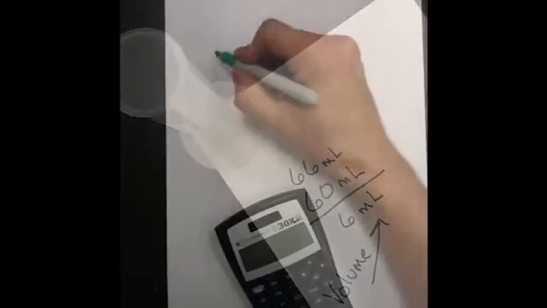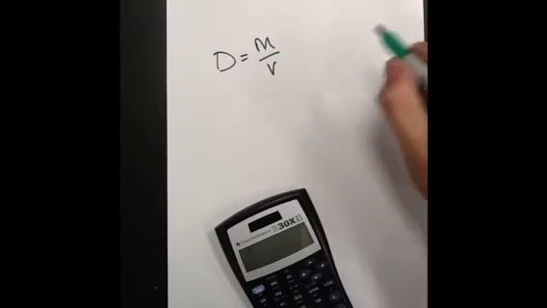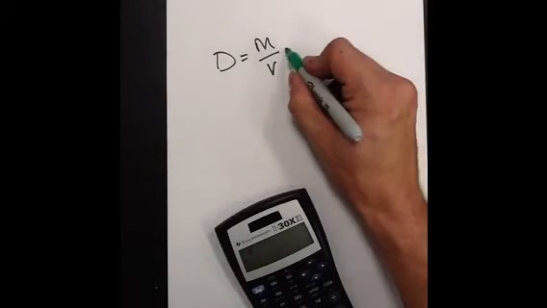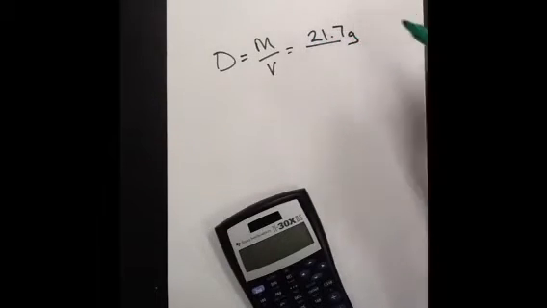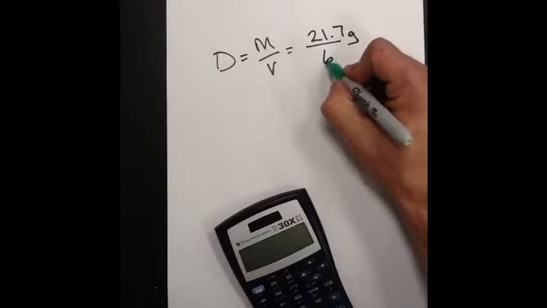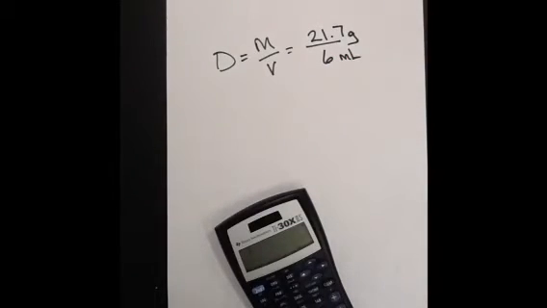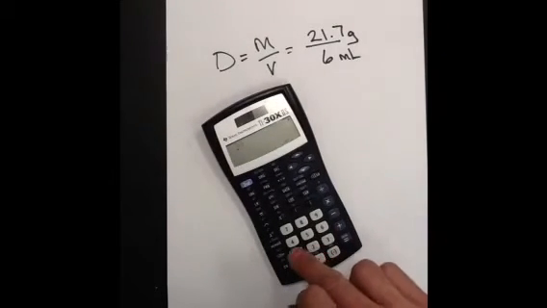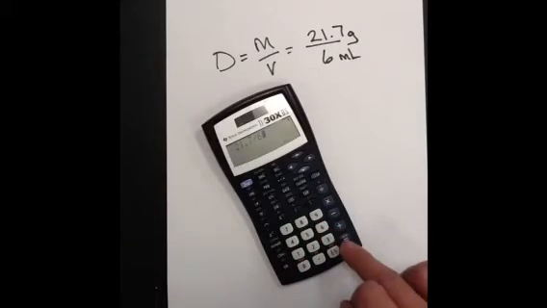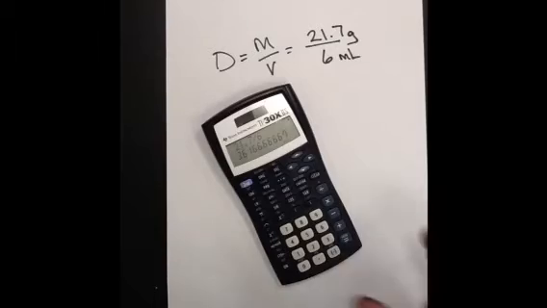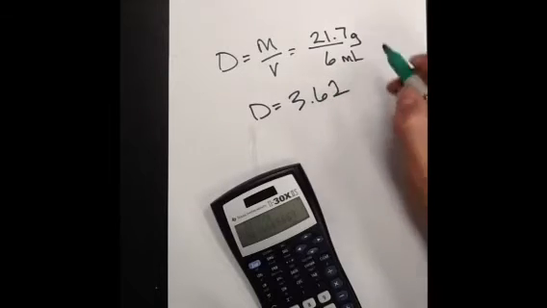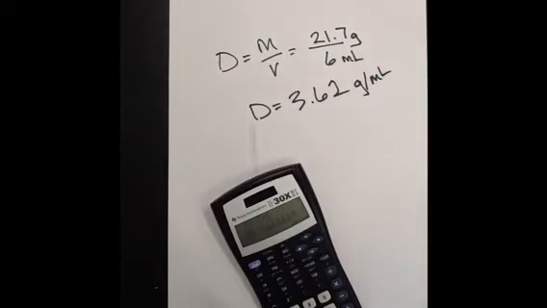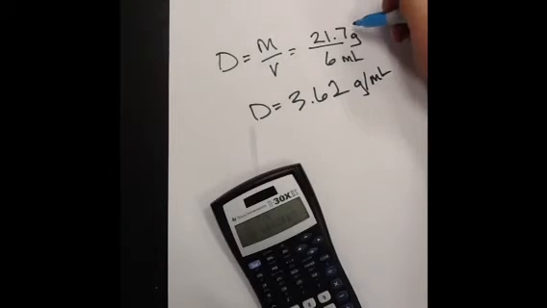Now that we have the volume and the mass of the mineral, we can find the density. Rewrite your formula, mass divided by volume. Fill in the variables. Our mass was 21.7 grams, and our volume was 6 milliliters. Go ahead and use a calculator for the math. When you write your answer, go ahead and round to the nearest 100th or 2 decimal places. Be sure that you use the correct unit of measurement. In this case, it's grams per milliliter.